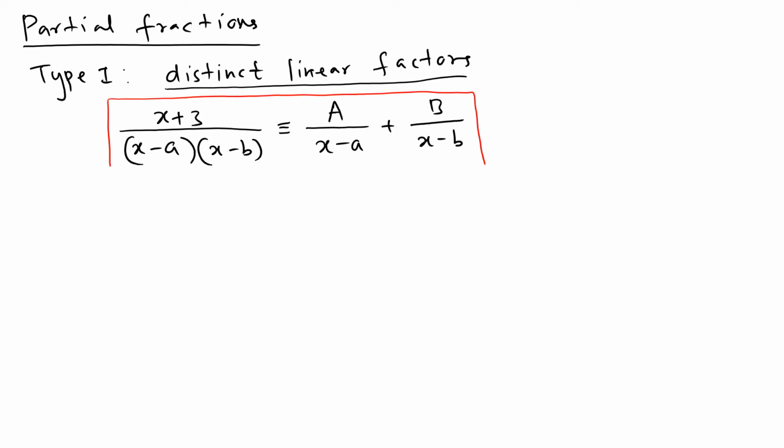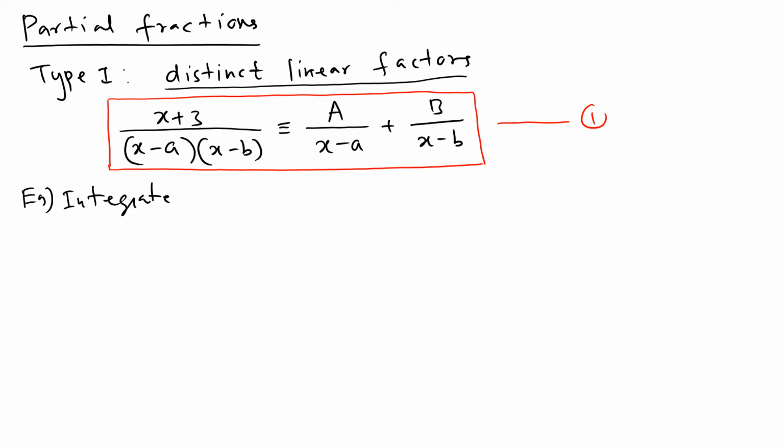You can have any number of terms. We just do the same thing, just write a single term for each different factor. Okay, so let's go back to the problem that we got stuck on. We can integrate this one: the integral of 7x plus 3 divided by x squared minus x minus 2. That's the problem that we could not do.